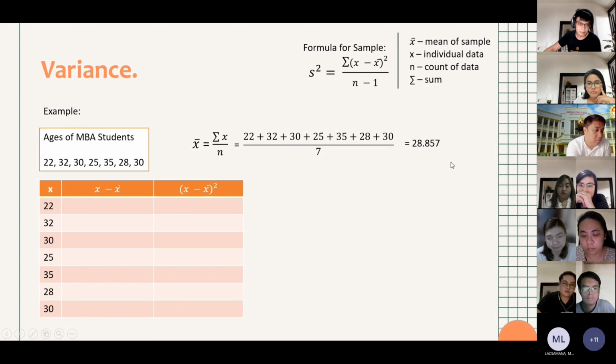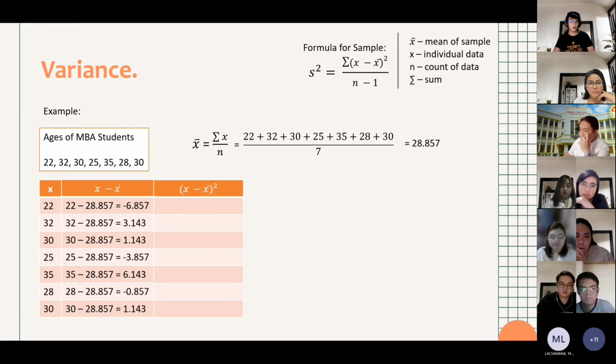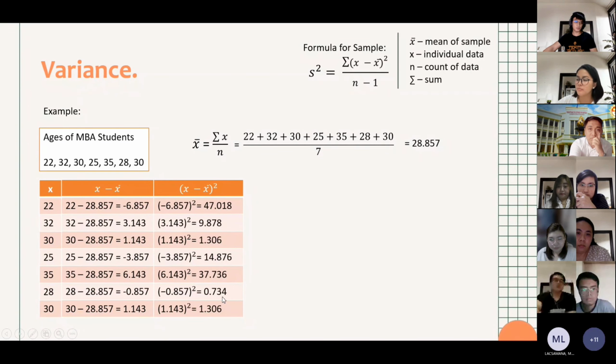Since nakuha na natin yung mean, pwede na natin siyang i-subtract sa ating individual data, which are this one. Okay? So 22 minus the mean is equal to this. 32 minus the mean is equal to this. 30 minus the mean is equal to this. And so on and so forth po. Ito yung difference nila. So next, naman sa PEMDAS, yung sumunod sa P, which is letter E, which stands for exponent. Okay. So in this case, our exponent is squared. So kukunin lang natin ang squared nito, which will give us this one.